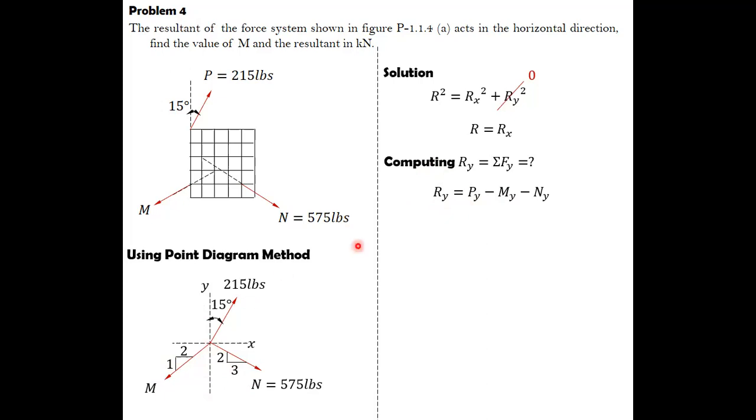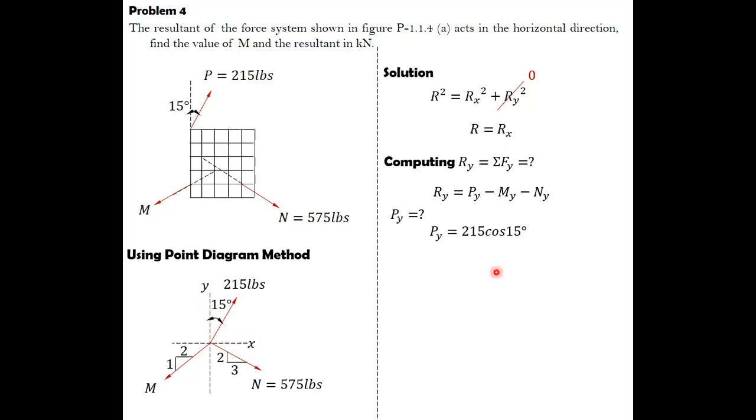So the Py, the y component of the 215. To compute its y component, what we need to do is analyze the description of the direction. The direction is classified as an angular distance, and next we check what axis it is measured from. It is measured from the vertical axis. So if 15 degrees is measured from the vertical axis, the specific trigonometric function that we can use is the cosine function. So that is equivalent to 215 cosine 15.